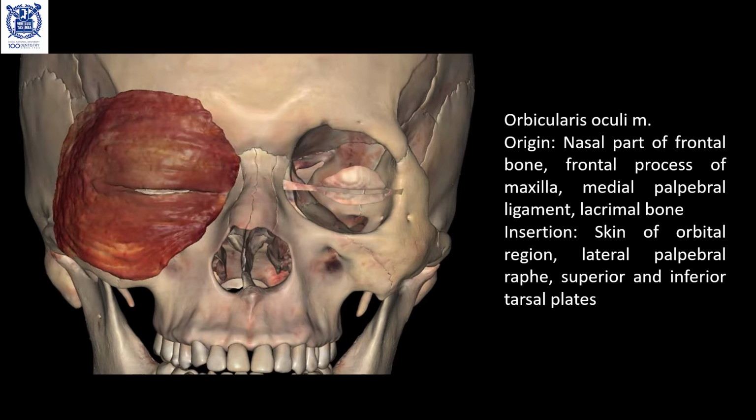As for the parts, the orbital part has its origin at the frontal bone, and it inserts in the lateral palpebral raphe. The palpebral part has its origin at the medial palpebral ligament, and inserts at the lateral palpebral raphe. Finally, the lacrimal part has its origin at the posterior crest of the lacrimal bone and inserts at the edges of the eyelid.